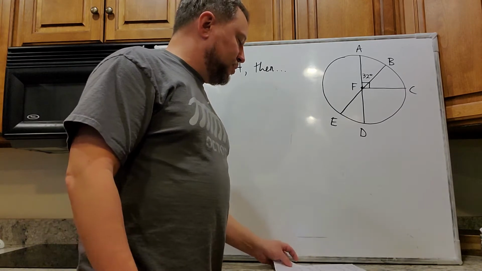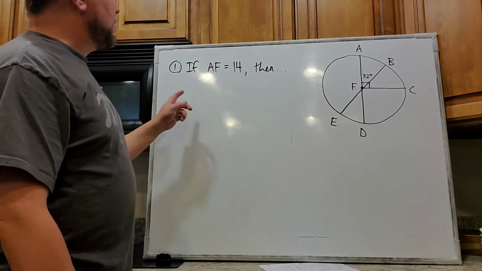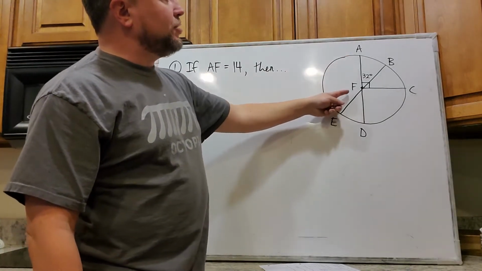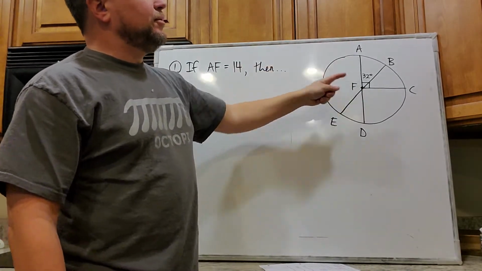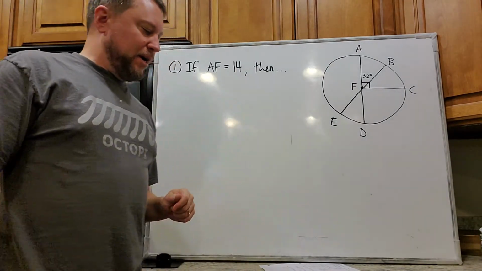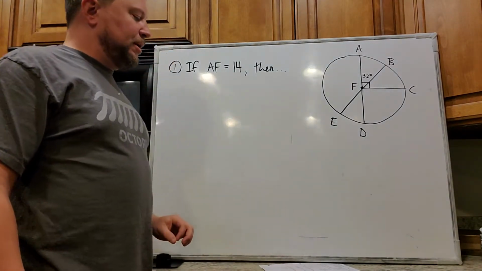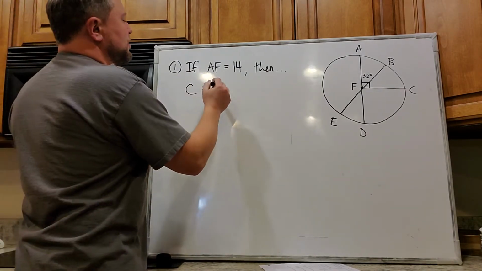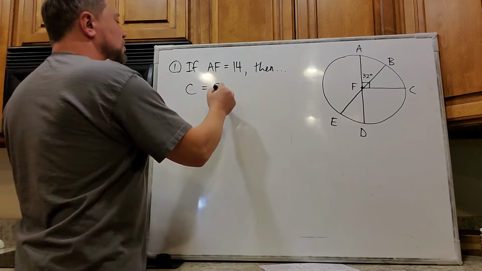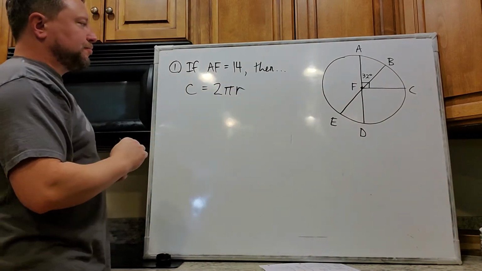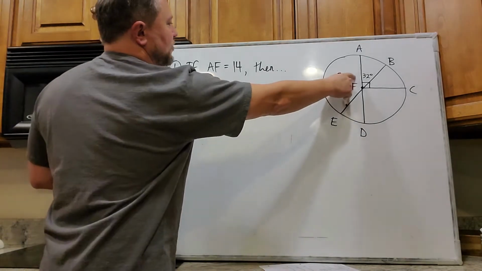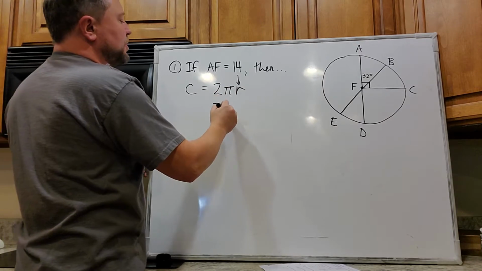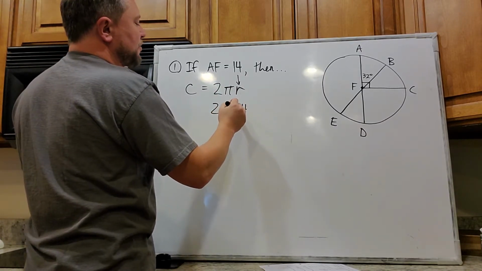Okay, so if you look at your worksheet there on problem number 1, it mentions that if AF is 14. Now if you look at our picture here of our circle, AF you'll notice is a radius. So they're telling us the radius is 14 and they want us to find the circumference. Circumference is found by taking 2 times pi times the radius. So if AF, the radius, is 14, we're going to plug that in for our R here. So it'd be 2 times pi times 14.